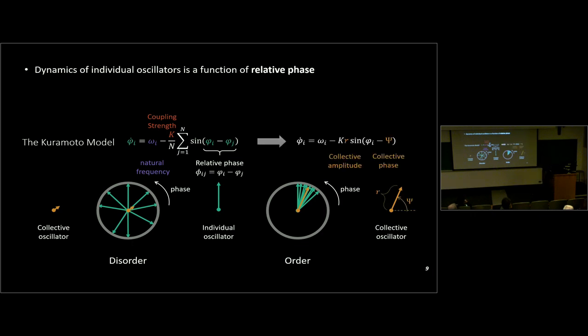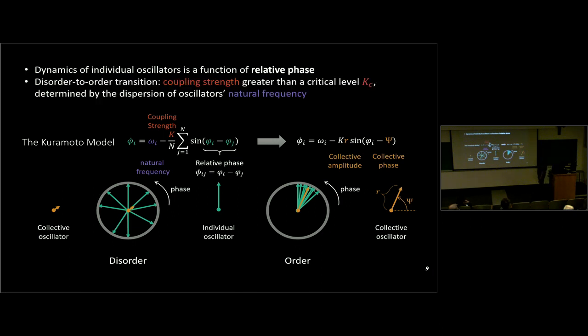With some mathematical transformation, we can rewrite the system into this form. It means that every oscillator essentially wants to reduce its distance to the collective phase. It's this angle here, that they are entrained by the collective oscillator. What is interesting about the system to many theorists is the transition from the disorder state to the order state. So we want the emergence of order. This depends on a critical level of coupling strength, and how much coupling strength is needed for the system to become ordered depends on how dispersed the natural frequencies of the individual oscillators are.